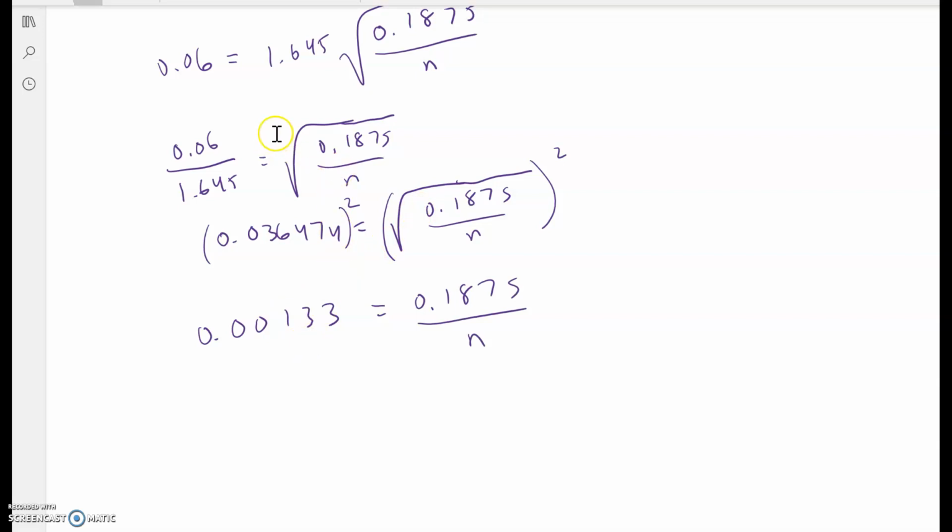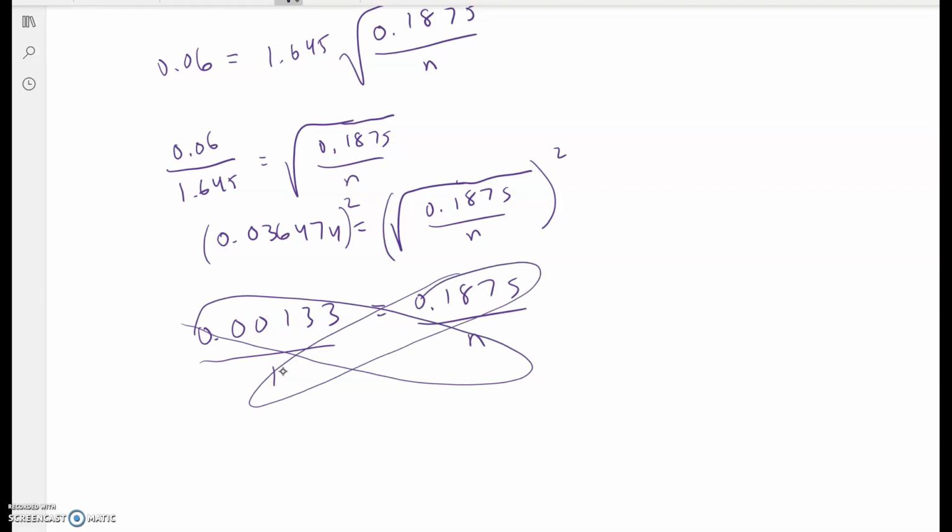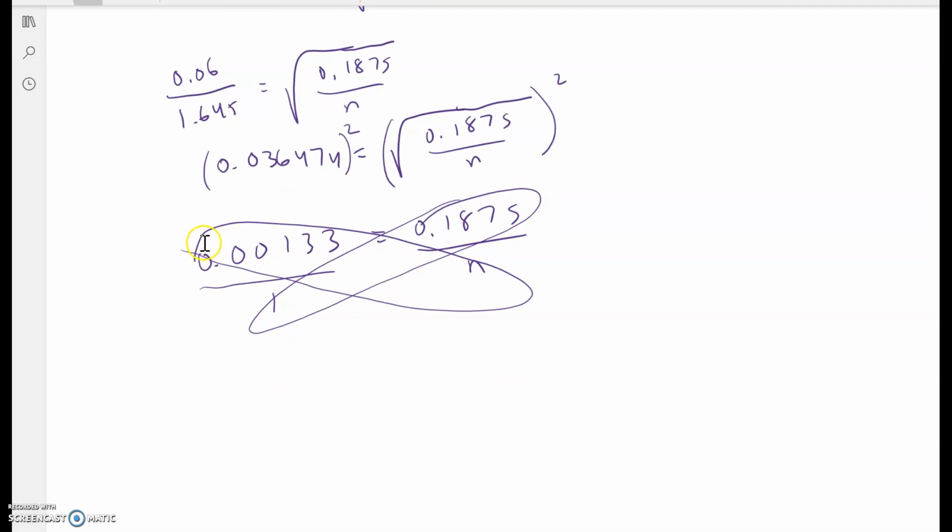Okay, so notice that when you're solving an equation, you're just undoing it step by step. You just undo each operation. Now the opposite of divide by n is multiply by n. So I'd multiply by n, but actually there's a little trick you can do. You can make this 0.00133 over 1. You can cross multiply. You probably remember cross multiplying from like junior high school. Usually you learn about that. So n times 0.00133 is equal to 1 times 0.1875. And then just divide by 0.00133, and you've got your n.